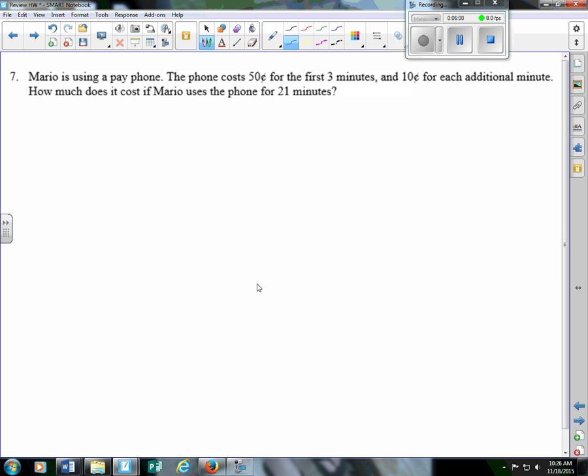Number 7, Mario is using a payphone. The phone costs 50 cents for the first 3 minutes and 10 cents for each additional minute. How much does it cost if Mario uses it for 21 minutes? Okay, first of all, we got the first 3 minutes. So minutes 1 through 3 are going to equal 50 cents. But then we have minutes 4 through 21.